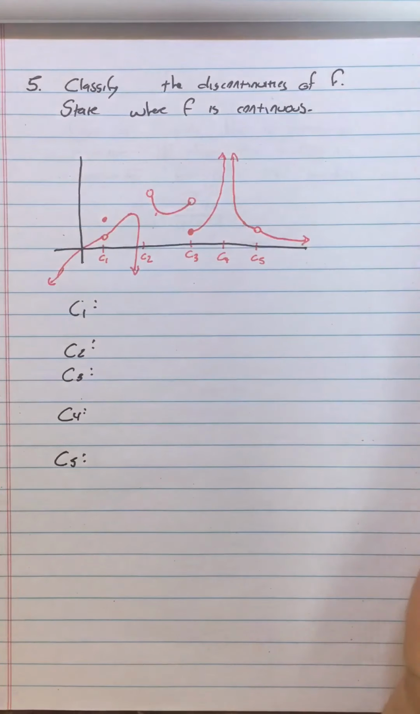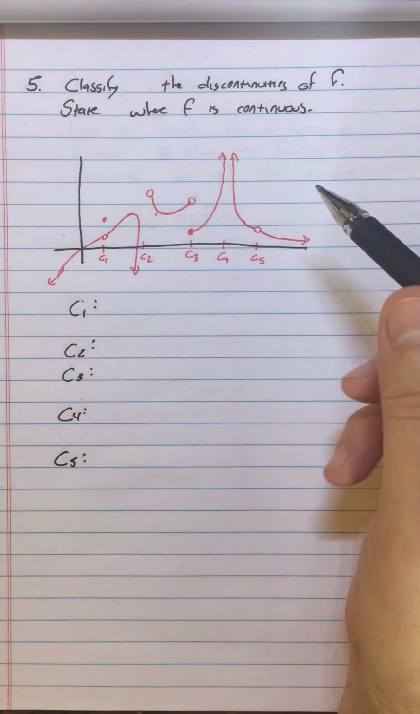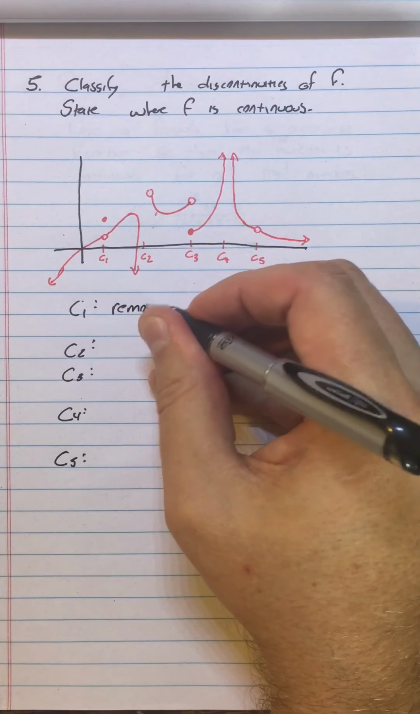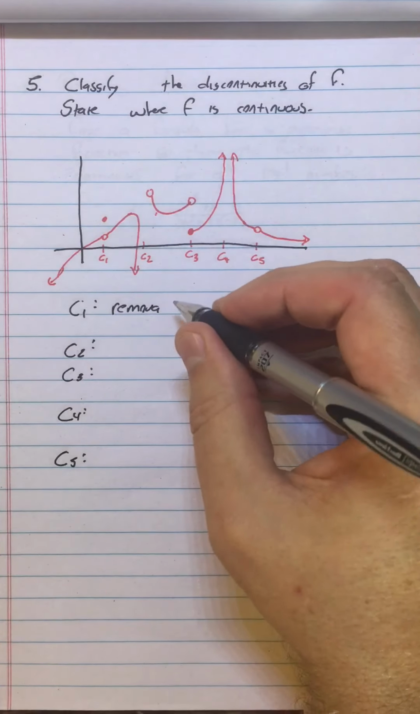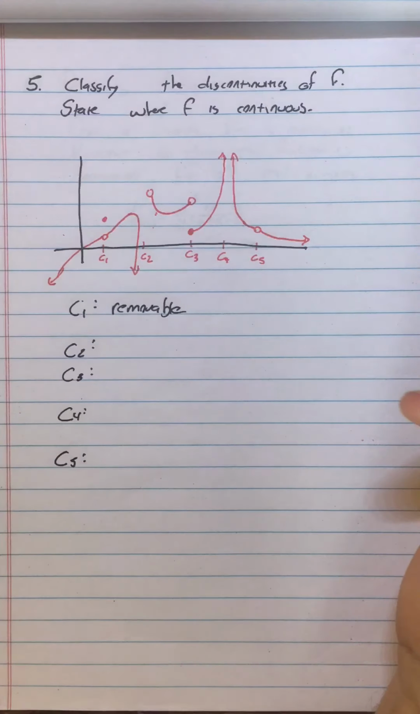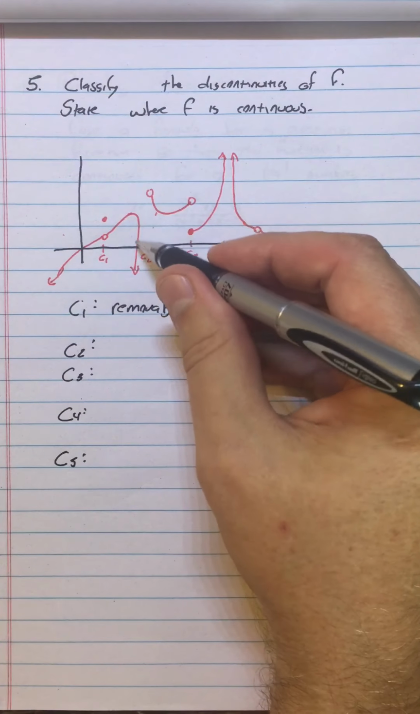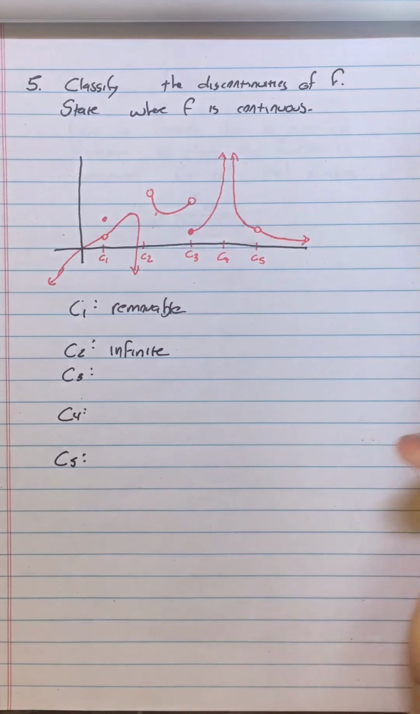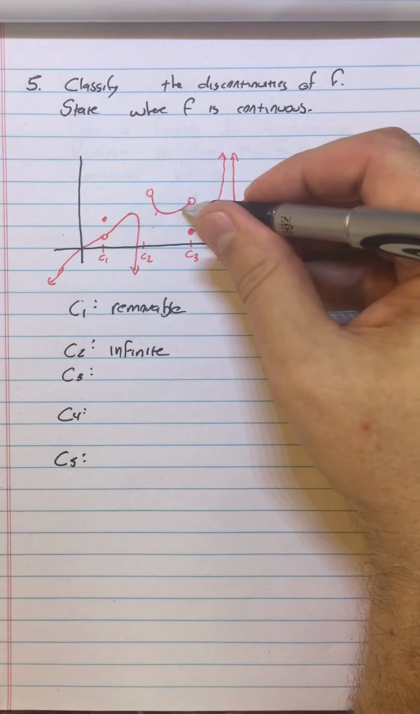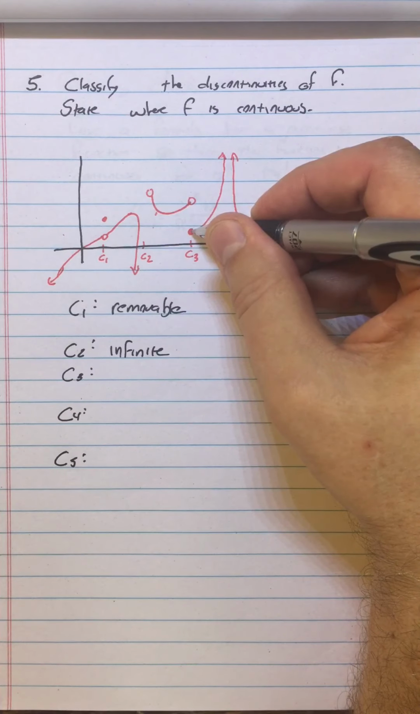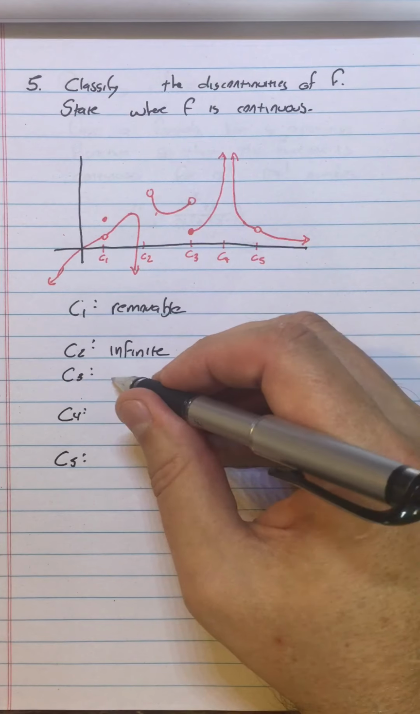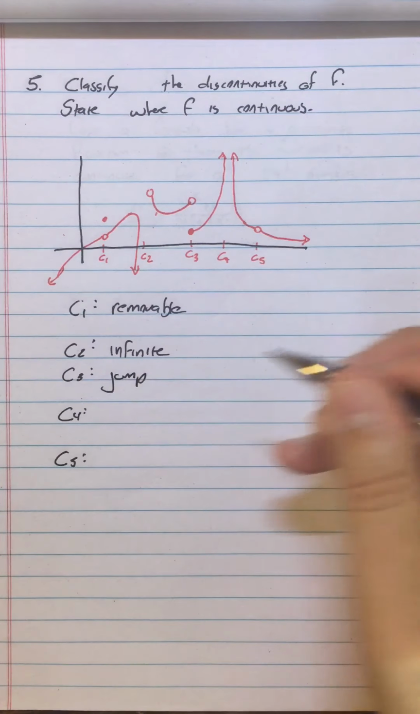All right, so I hope this is what you got for this question. C1 is removable because the limit as x approaches C1 of f of x exists. C2, since this part is going down to infinity, is an infinite discontinuity. C3, the limit from the left is a real number, the limit from the right is a real number, yet the limit does not exist. So when the limit does not exist, what we have is a non-removable jump discontinuity.